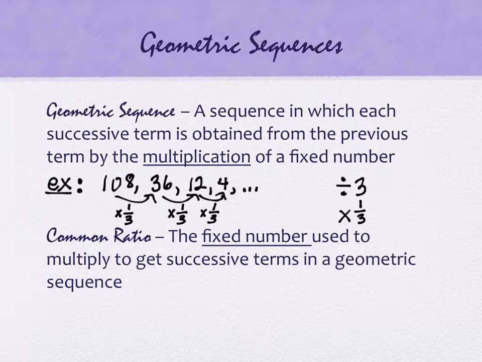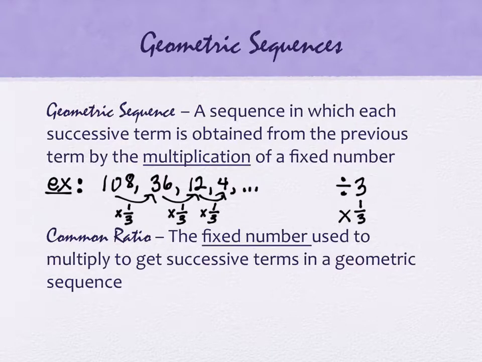Okay, this number that I multiply by every time, whether it's a positive number, a negative number, a fraction, whatever we get, that's called the common ratio. It's the fixed number used to multiply to get successive terms in a geometric sequence. Common ratio.